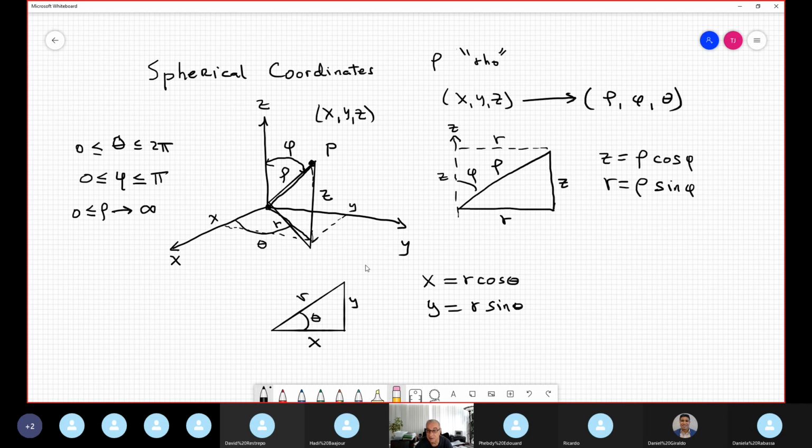But I know that r is rho sine phi. This is theta, sorry, theta. I'm confusing the name. Theta, phi. And x is equal, for example, substitution r for rho sine phi. So it's rho sine phi cosine theta. And this is the formula connecting the new parameters in spherical coordinates rho, phi, and theta, and x.